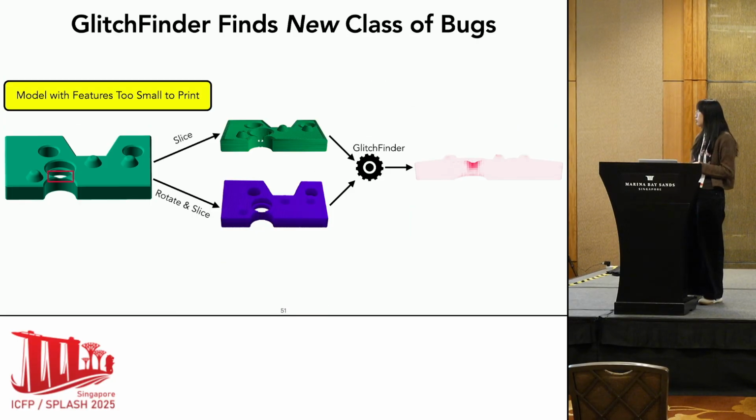Glitch Finder also finds a new class of bugs, which are models that have features that are too small to print. These issues are not detected by mesh repair tools because the concept of smallness is relative to the slicer and its parameters, but not a problem in the model itself. But in contrast, Glitch Finder can find this problematic thin wall design in the heat map.